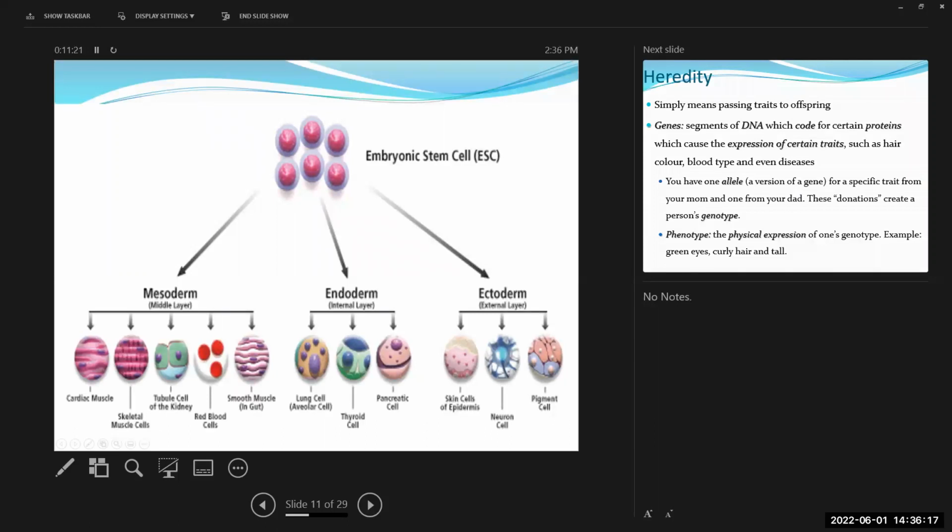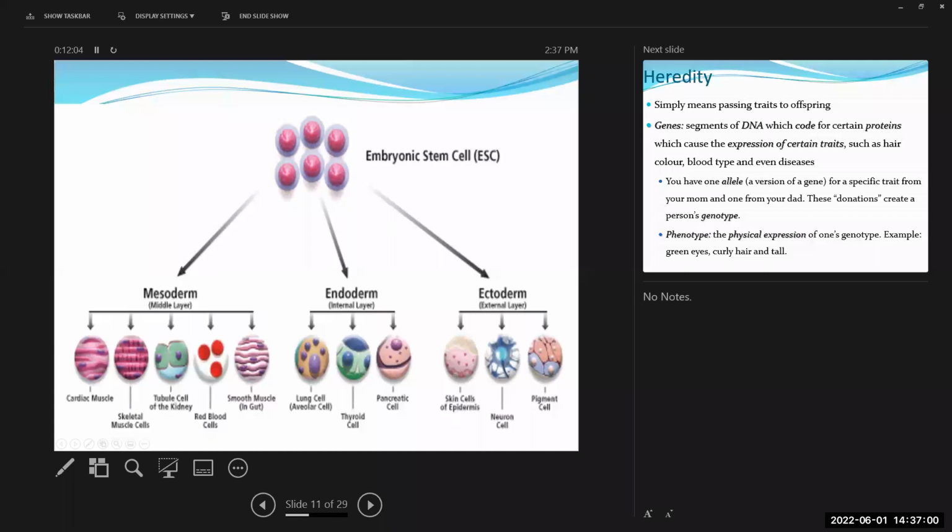From the mesoderm, you have cardiac muscle, skeletal muscle, the tubule cells of the kidney, red blood cells, and smooth muscle in the gut. Very important, smooth muscle. They are associated with the peristaltic movement throughout the gut. The endoderm, the internal layer, develops into the cells of the lungs, the thyroid cells, and the pancreatic cells. And finally, the ectoderm, you have the skin cells, the neuronal cells, and the pigment cells of the body. They actually develop from the ectoderm.